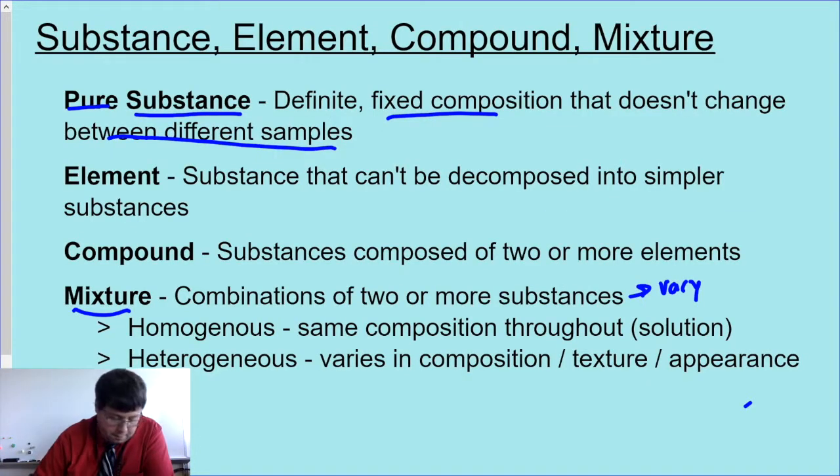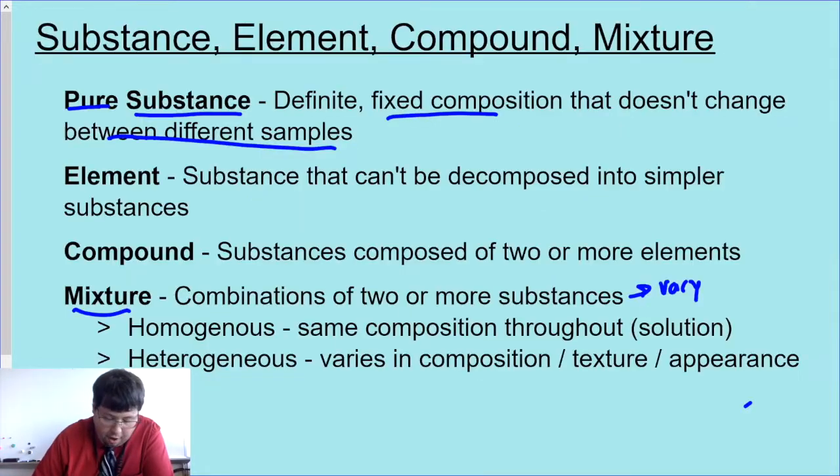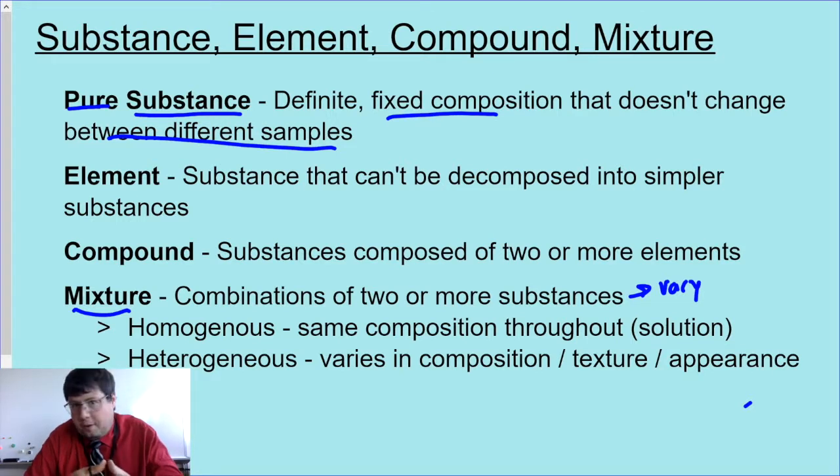Now, within the pure substance realm, you can have two other different things. You either have elements or you have compounds. An element is a substance that can't be decomposed into simpler substances. These are the things that are on the periodic table. You think of hydrogen, oxygen, nitrogen, carbon, all of those different pieces that make up other substances. Those are our elements, and those get combined then to make compounds, such as water, carbon dioxide, sulfuric acid.